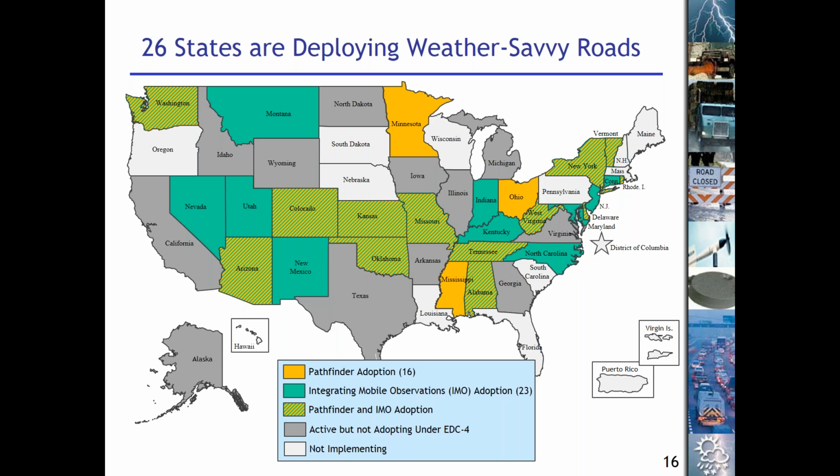But the states in gold are deploying Pathfinder, the states in green are deploying IMO, and those that are both colors are doing both. And we're working closely with all of them, with all of you, to help deploy these two solutions, or one or the other solution, by December of 2018.